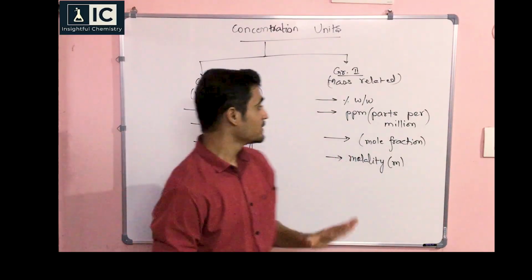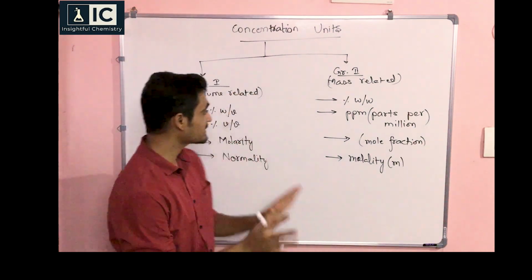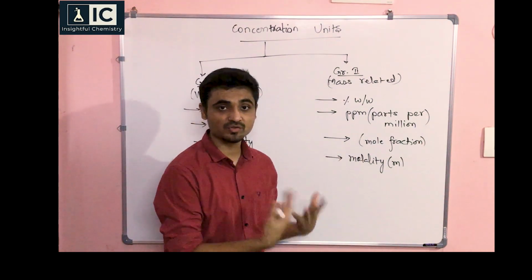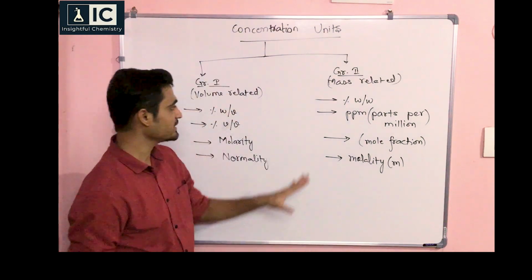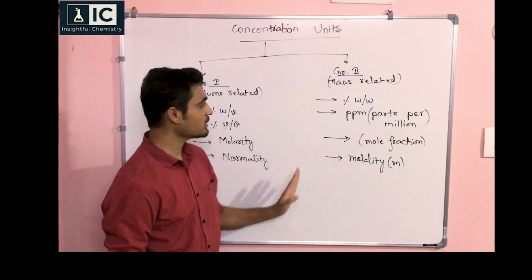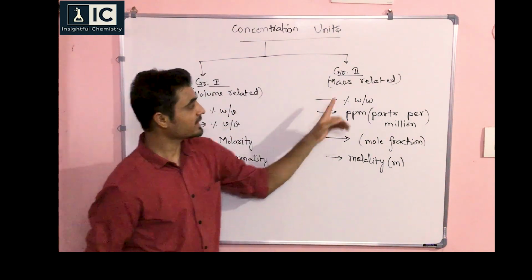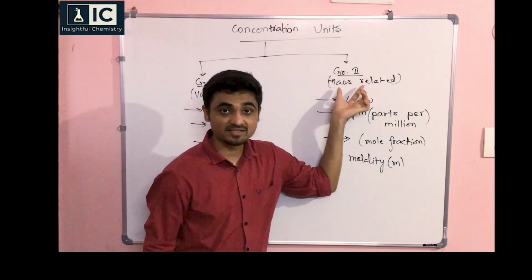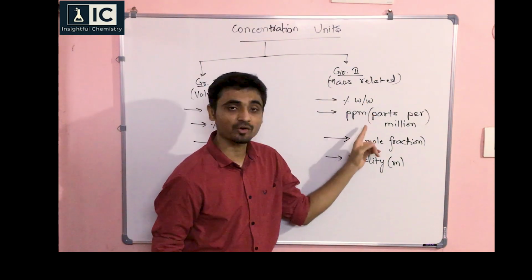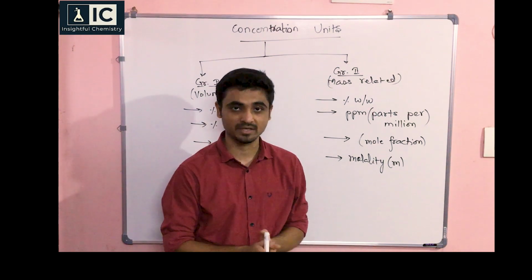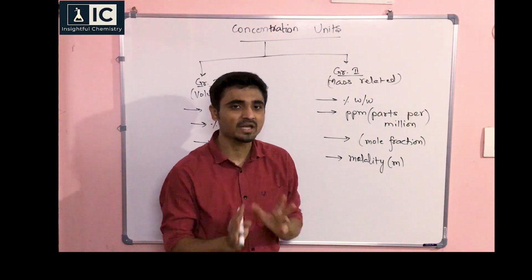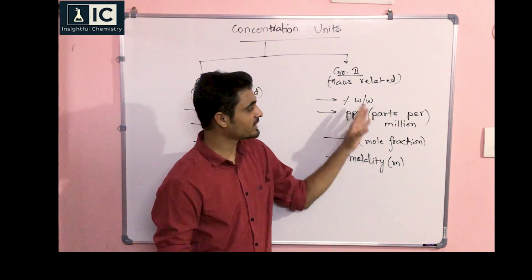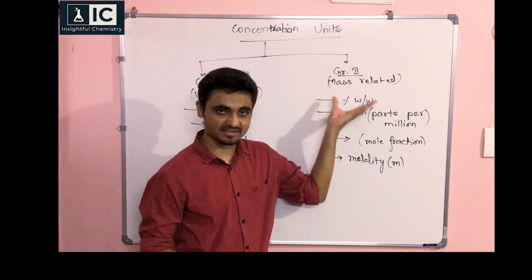All right. Before moving to conversion, let us see the units which we come across most of the times, which are among these, right? Now, what I want you to understand is that these units are called mass related. Why? Because in their formulae there is no volume term, volume of solution or volume of solute. There is no volume involvement. There is only mass involvement. So that is mass related.